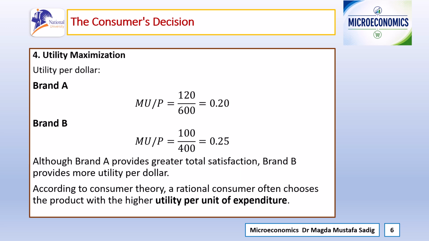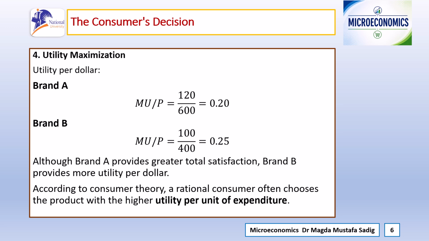Let us come to utility maximization. Now we reach one of the most important concepts in consumer theory, utility maximization. Economists assume consumers try to obtain the greatest possible satisfaction from their available income. Instead of looking only at total utility, we calculate utility per dollar spent. For brand A, utility per dollar equals 120 divided by 600, which equals 0.2 utility per dollar. For brand B, 100 divided by 400 equals 0.25 utility per dollar.